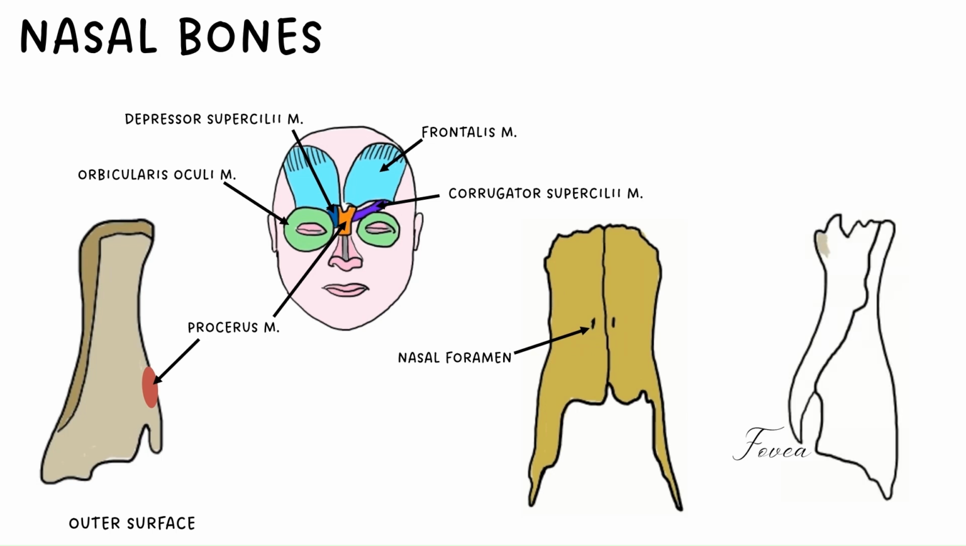On the inner surface of a nasal bone is the ethmoidal groove, in which the anterior ethmoidal artery and the anterior ethmoidal nerve pass through.